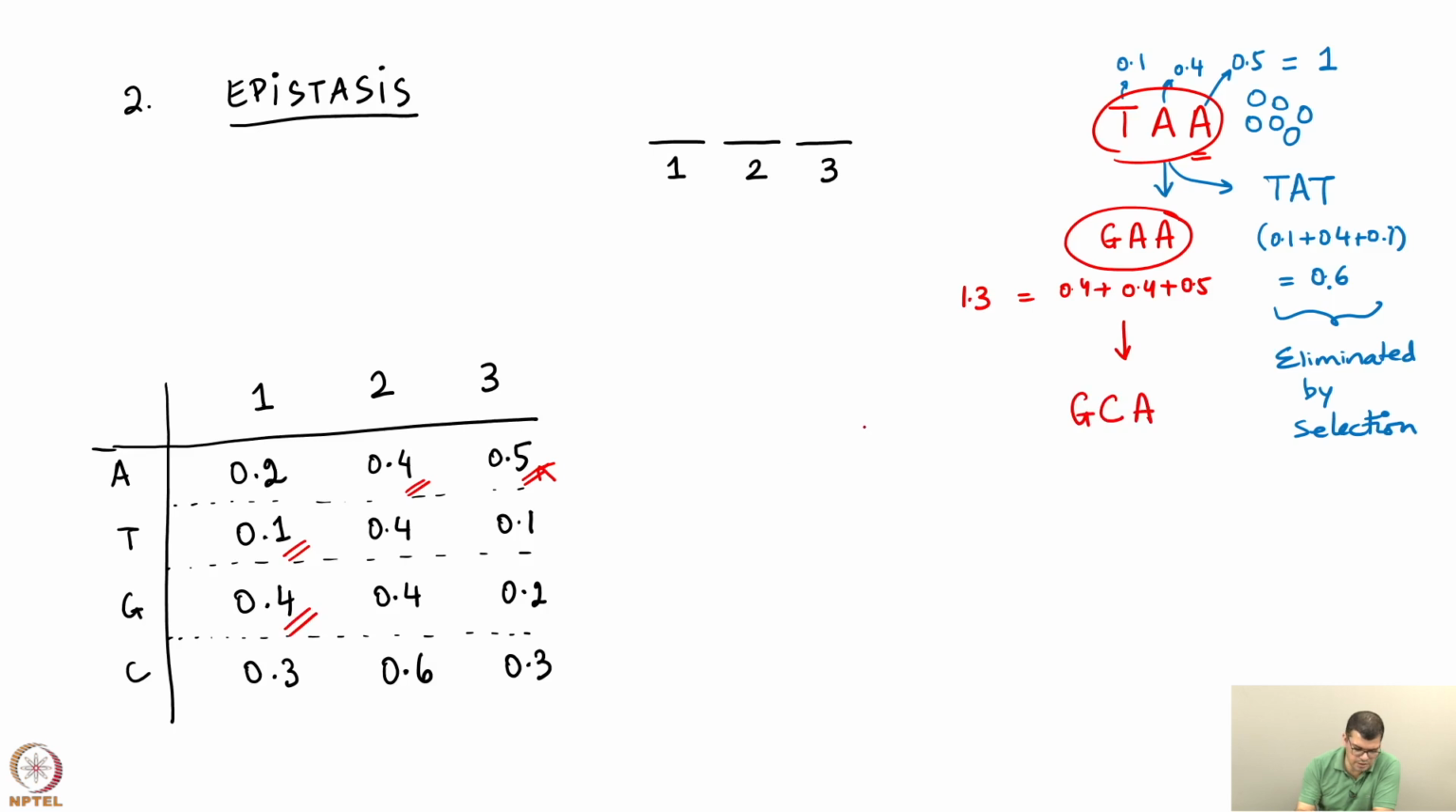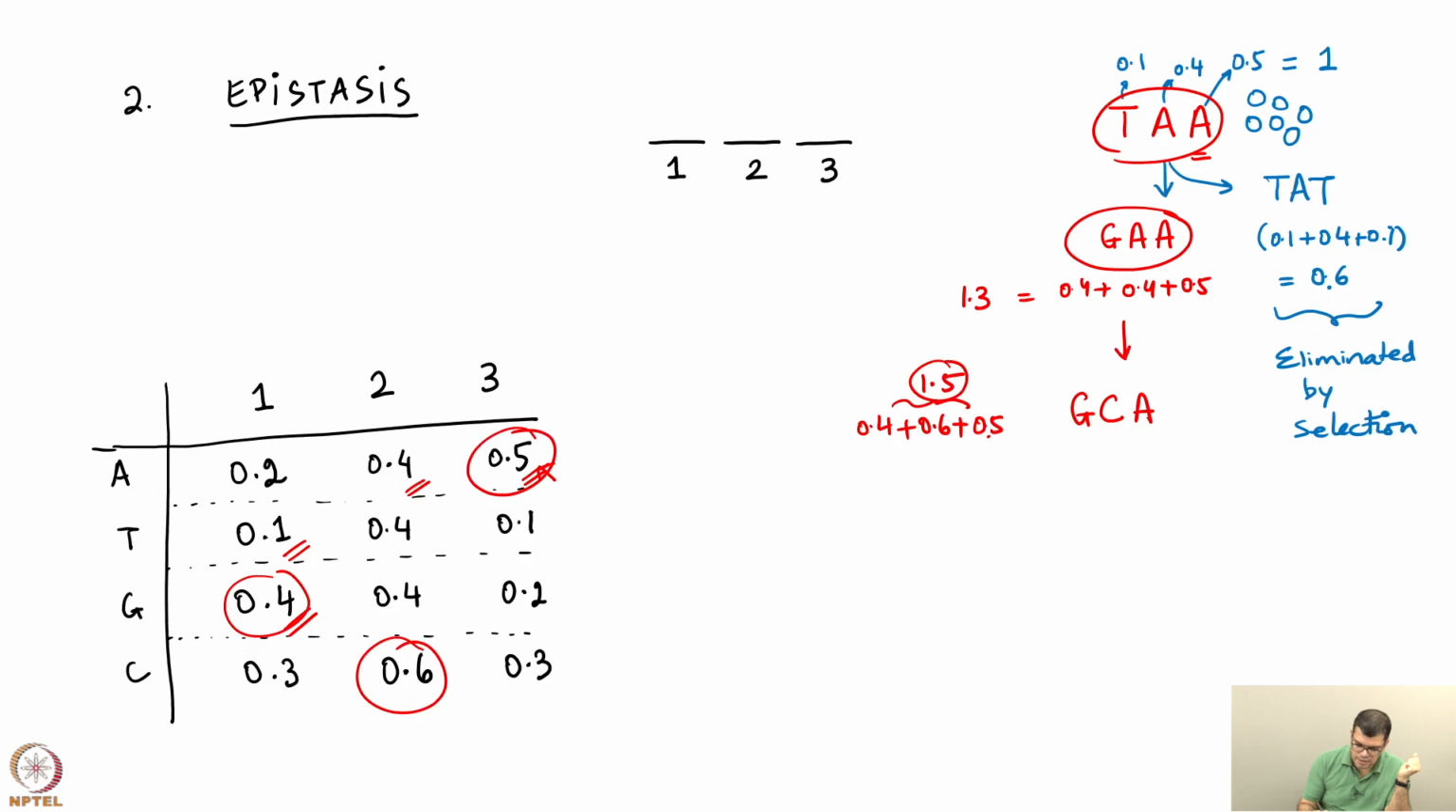and the fitness in this case is going to be 0.4 plus 0.6 plus 0.5, which just equals 1.5. And that's the maximum fitness that one can have on this sort of a definition when you have G at position 1, C at position 2 and A at position 3, and that is what we end up with.